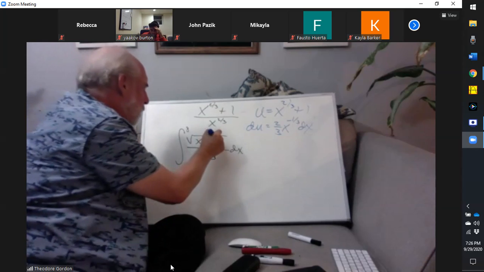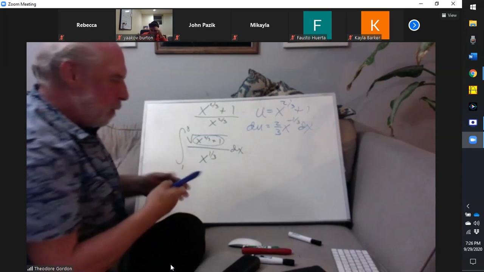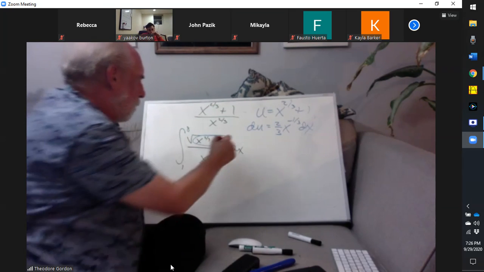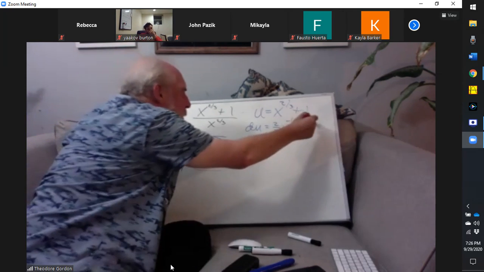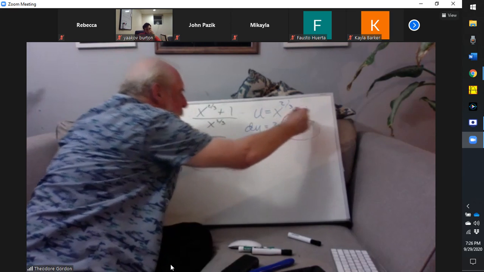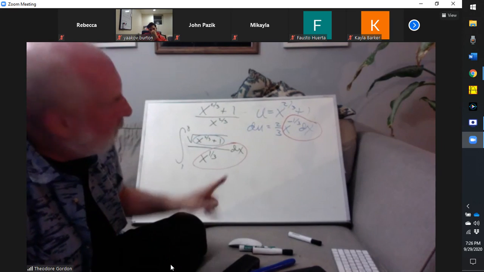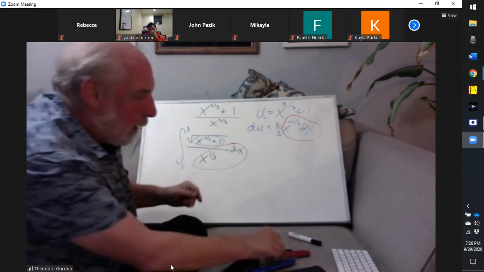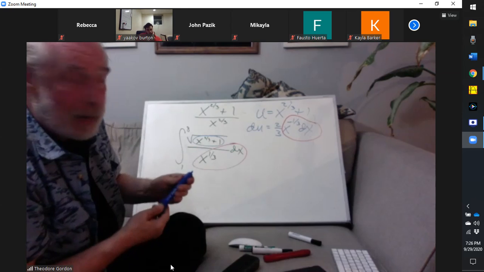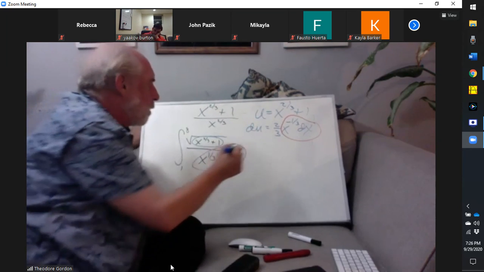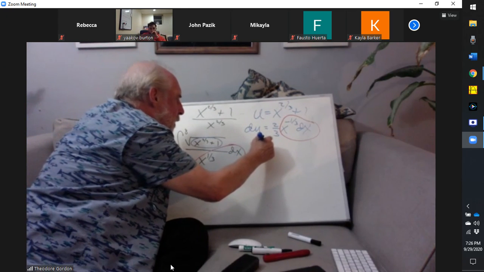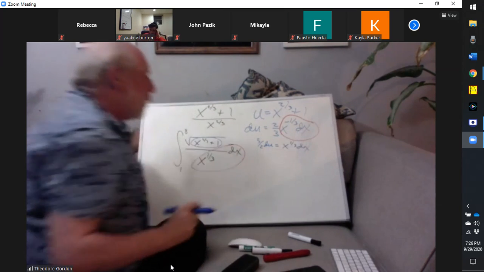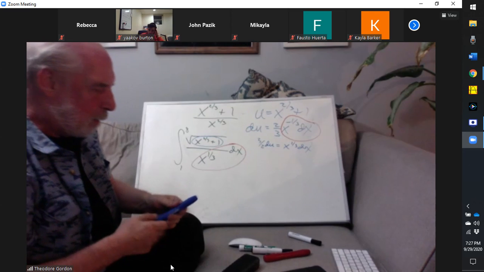So that's my u. This is right here. That 2/3 is extraneous on that side of the equation. So we're going to pull that to the other side and make it a 3/2. We're going to divide it away. So we're going to get 3/2 du is equal to x to the 1/3 dx. And that's how we're going to write this whole problem.